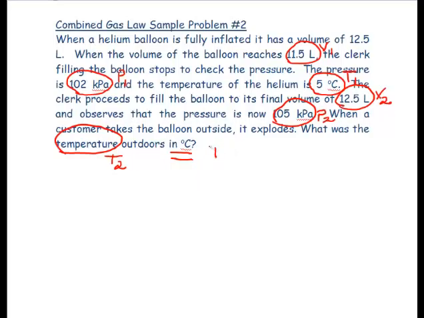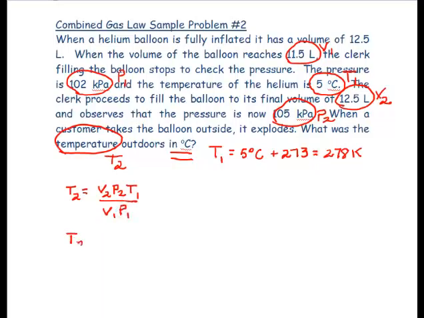My initial temperature, T1, is given as 5 degrees Celsius. 5 degrees Celsius plus 273, and we get a Kelvin temperature of 278. We're ready to go now. The rearranged form of the equation is going to look like this. T2 is going to be equal to V2 P2 T1 over V1 P1.